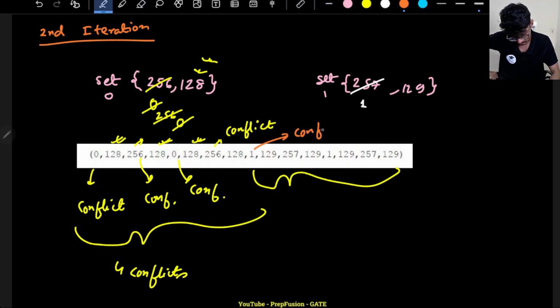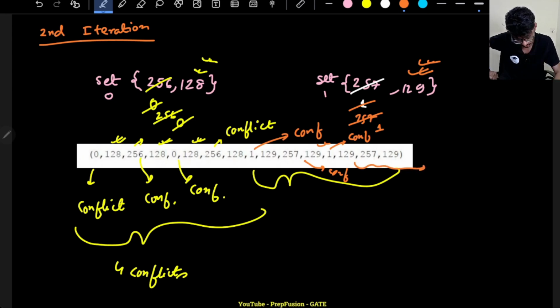it is a conflict miss. Okay. Again I am calling 129, which is already present, so it will be a hit. Again I am calling 257, this will be changed to 257, and this will again be a conflict miss. Again I am calling 129, again it will be a hit. Again I am calling 1, so 257 will again be replaced. It will again be a conflict miss. Again I am calling 129, so 129 will again be a hit. Again I am calling 257, so 257 will again be a conflict, right? Because 1 is there currently, I will replace 1 with 257, so again it will be a conflict.